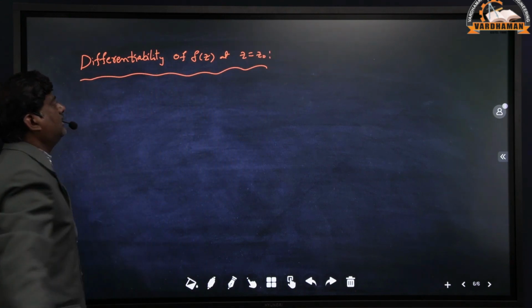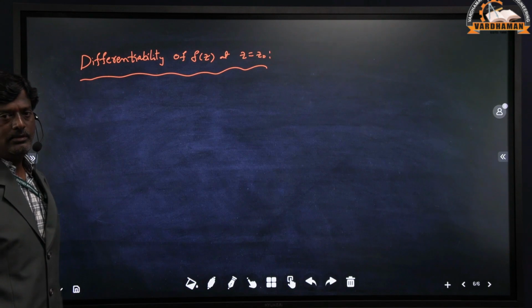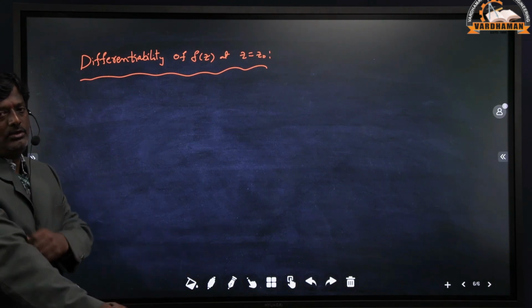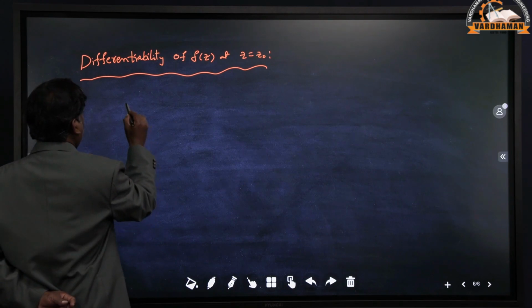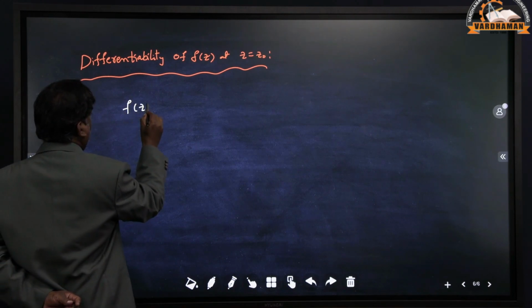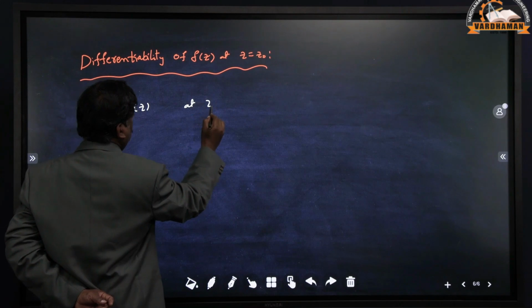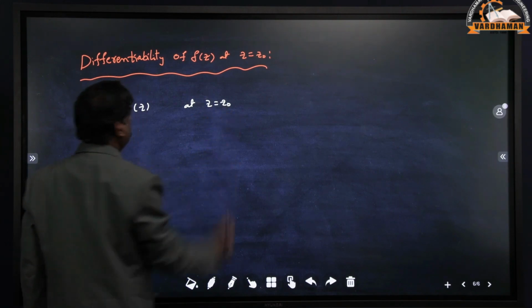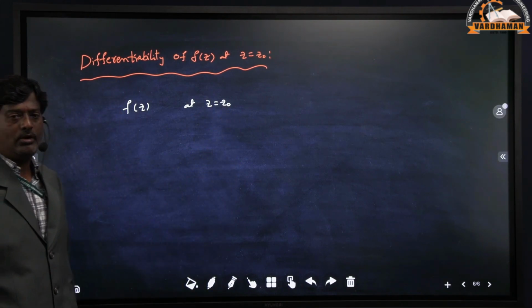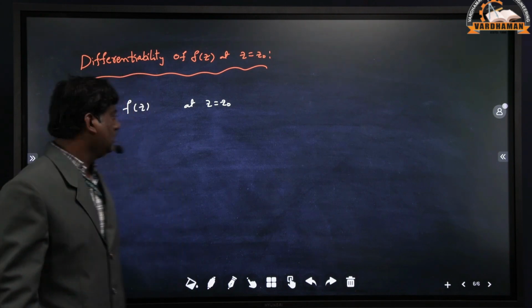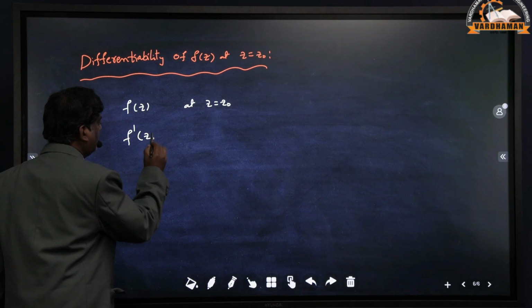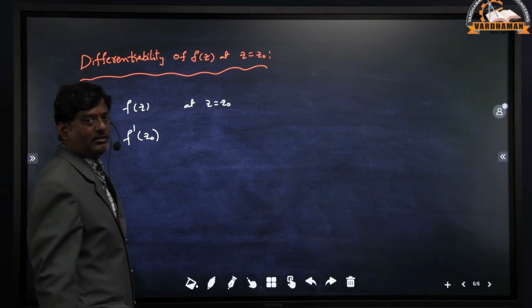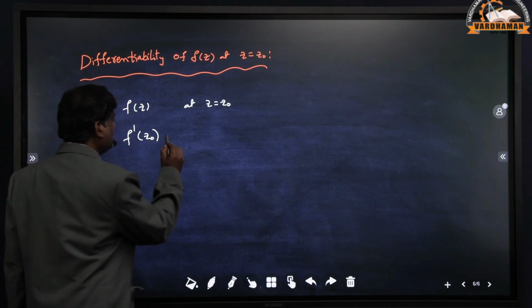Differentiability of f of z at a point z equal to z naught. Now here, how can you define differentiability? The derivative of function f of z at a point z equal to z naught is denoted by f dash of z naught. This is the notation of derivative, you know that, f dash of z naught.